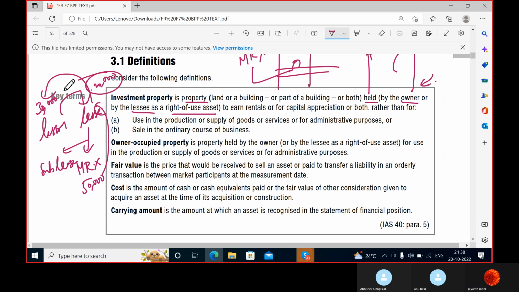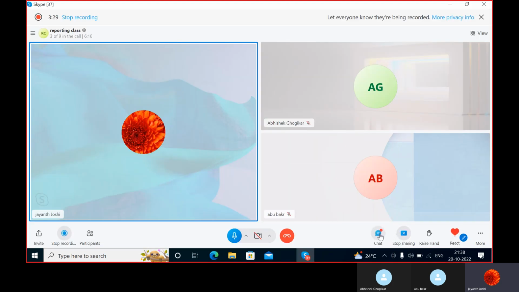This is what some people also do. Since he is not using the property for his own purpose, and he has let out the property to someone else, and he is generating some income out of it, it is an investment property.